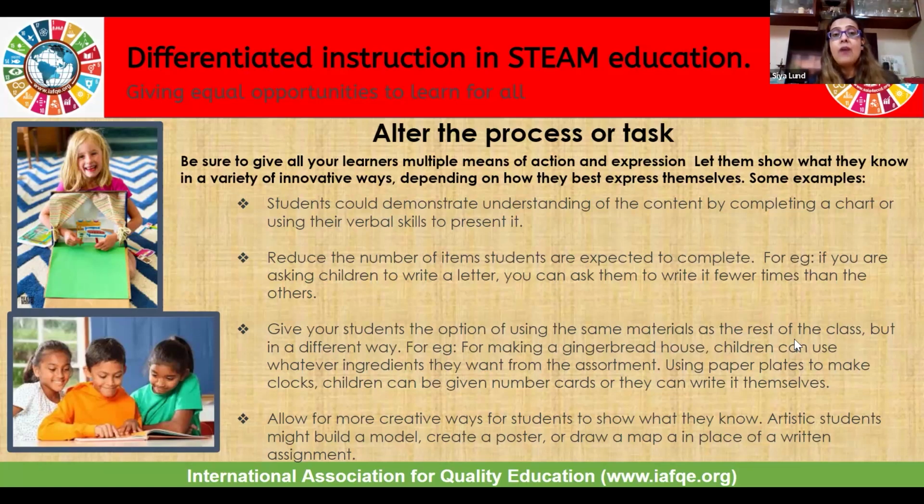Also allow for more creative ways for students to show what they know. Artistic children will probably build a model. Kinesthetic children will probably build a model. Some children will create a poster, some will draw a map, some will just make a mark and say, can you please write this, this is what I've done. So allow them to express themselves in the way they can show you what they have learned.